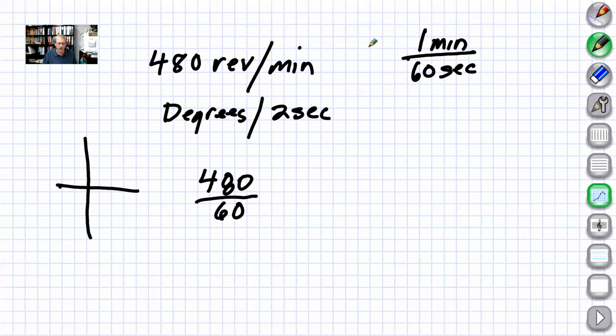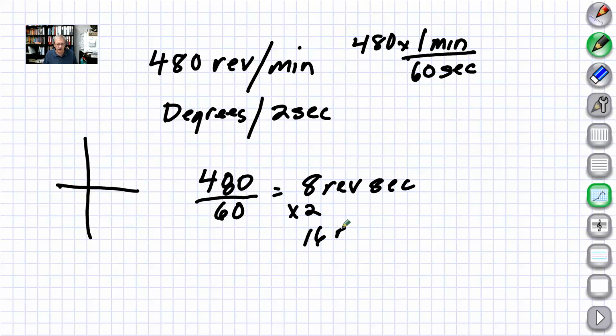1 minute is equivalent to 60 seconds. So I'm taking 480 minutes and I'm multiplying it by 1 minute over 60. So I'm just doing it this way. So that means it's turning at 8 revolutions per second. Okay, well that's great, but it doesn't answer our problem because we want to know how many degrees it's going to turn in 2 seconds. So in 2 seconds, it's going to multiply this by 2. That's going to give me 16 revolutions.